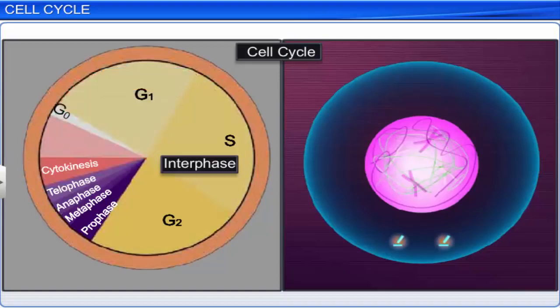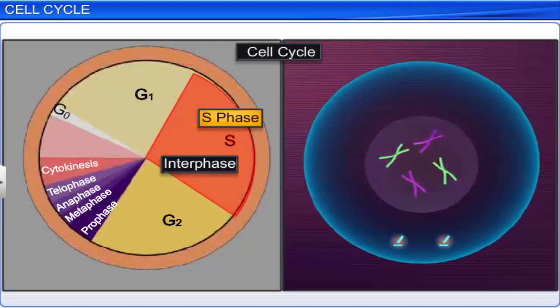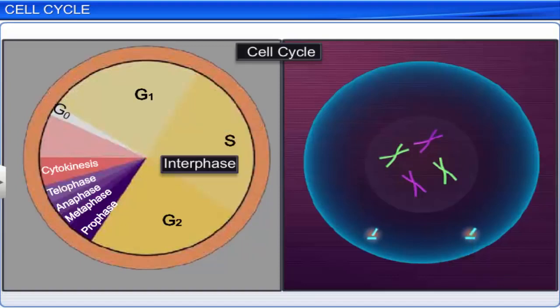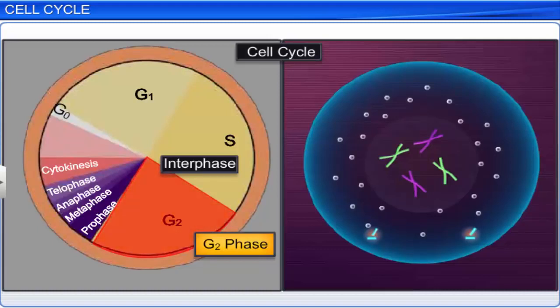In the S phase or synthesis phase, the DNA synthesizes or replicates, and the amount of DNA in the cell doubles without any increase in the number of chromosomes. Also, the centriole begins to duplicate in the cytoplasm. Finally, in the G2 phase or gap 2, the cell prepares for mitosis and cell division by synthesizing proteins while the cell continues to grow.